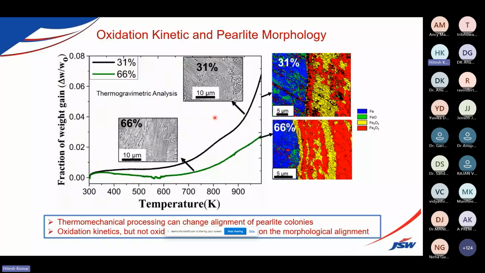But if we talk about 66%, you can see this is the perpendicular direction. Out of 10, 6 colonies are aligned in the pearlitic direction. So we just changed the alignment of the pearlitic colonies. This experiment took place in TGA, thermogravimetric analysis. With the help of TGA, we observed that the oxidation kinetics changed. So the question arises why it is happening. What would be the reason behind it?